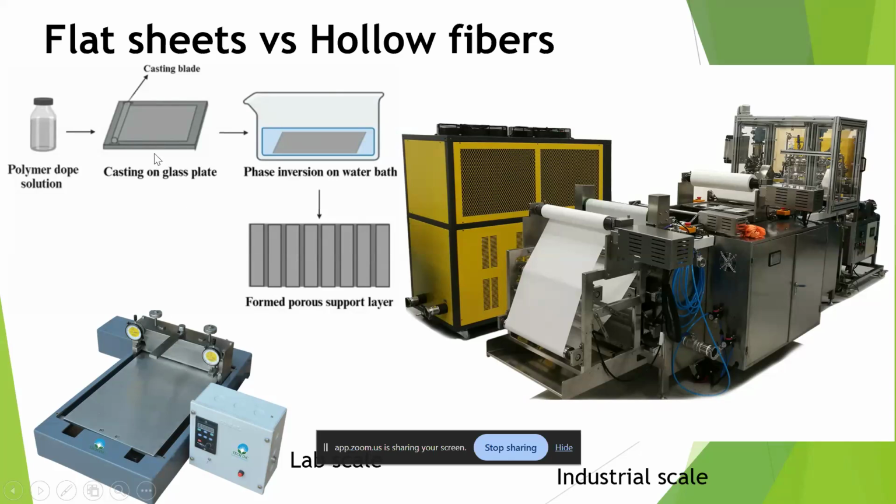And how the casting is done is a very fundamental thing. First we have to make the polymer dope solution by dissolving whatever polymer materials we are using, and then we cast it on the surface. And the phase inversion methods, we will discuss in detail in the upcoming slides how phase inversion affects this. So these are the machines.